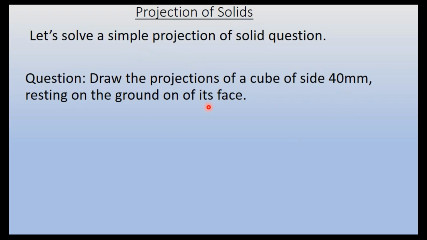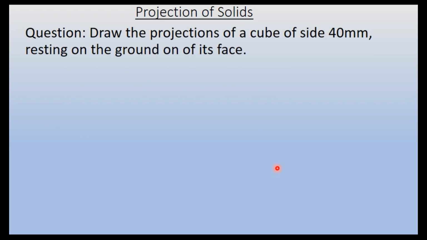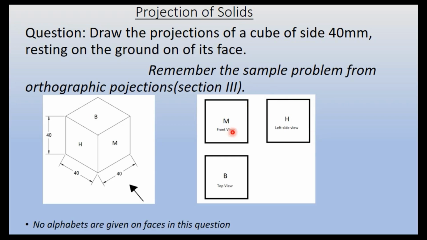So the student has to first interpret, then imagine, then draw. Thankfully, for this question we already have the solution. Yes, I have already solved the question, the sample problem from our orthographic views. This is the cube box with dimensions 40, 40, 40. This is the same question given here, but without the alphabets. So its views will be this, and here there are no alphabets given, so avoid these alphabets.